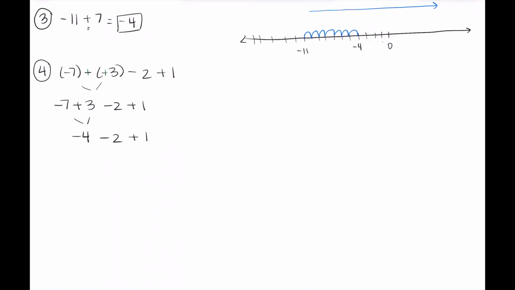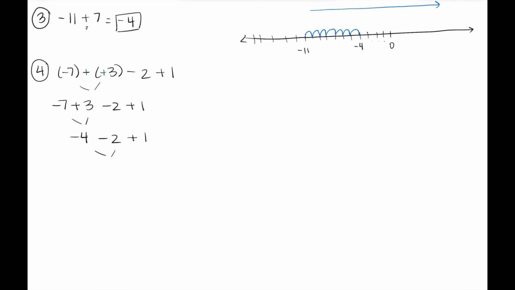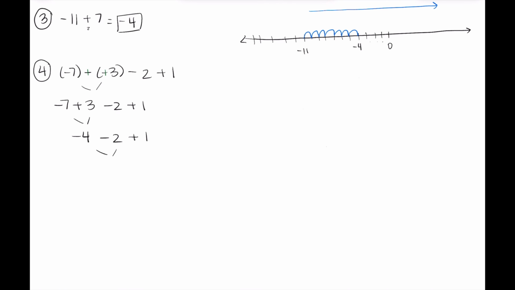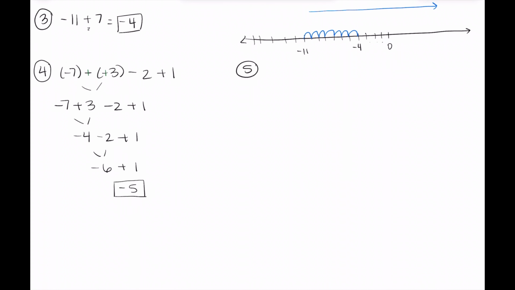Then we'll rewrite the rest of the equation, -4 minus 2 plus 1. Now we're looking at the -4 minus 2. -4 minus 2, our answer is getting more negative. So we'll add the 4 plus the 2 and make that negative. So that would be -6 plus 1. And we know that by just adding 1 to -6, that brings us up 1 tick bar. So that would be -5 for our answer for number 4.